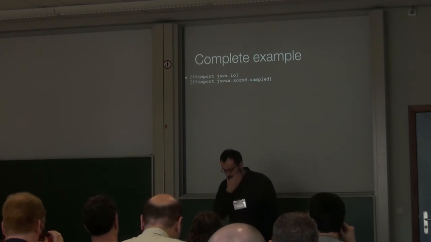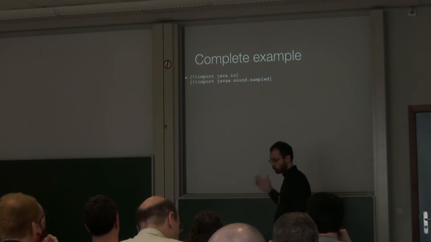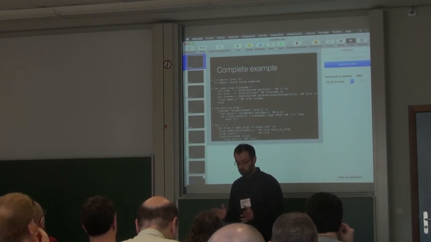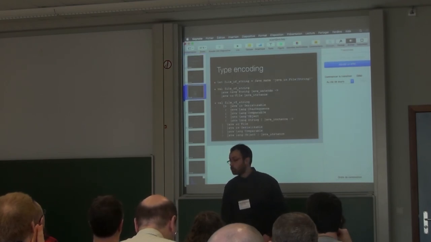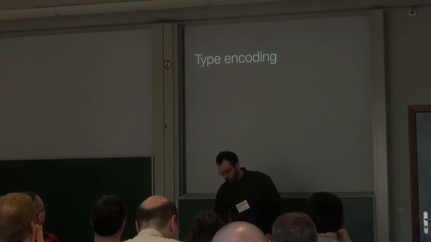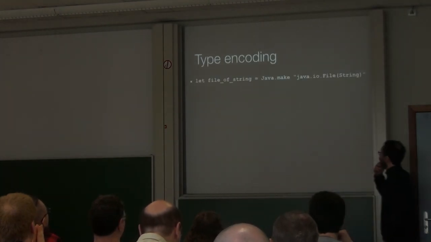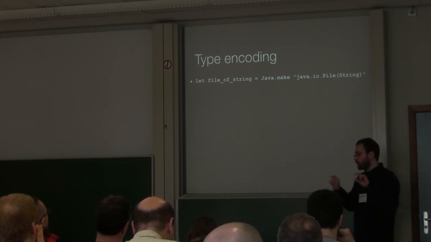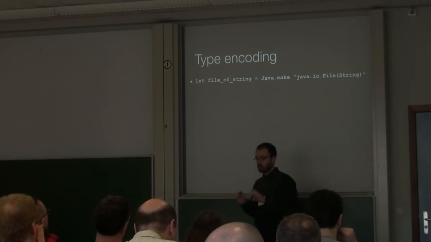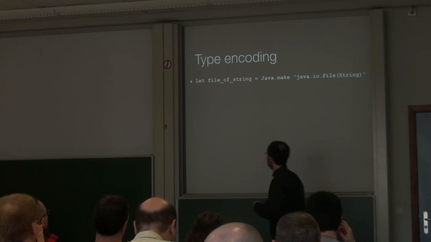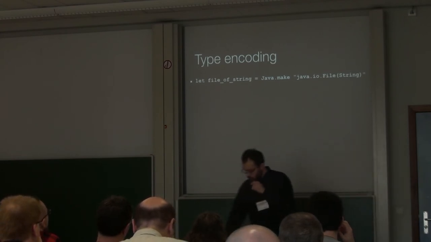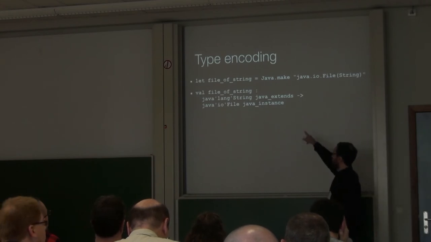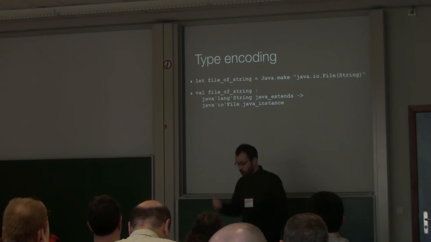So I don't know what is most interesting. Should I present a complete example or give an idea of how types are mixed between two languages? Well, I think it's funnier to look at type encoding. The idea is that you will just have a very thin layer that will convert Java types into plain OCaml types. So if you write this function, what you get from the compiler is that this function takes a string and gives you back a file instance. So this is what you read.